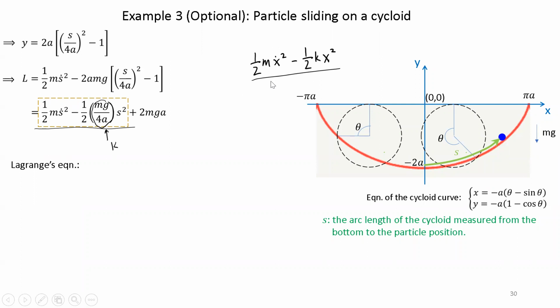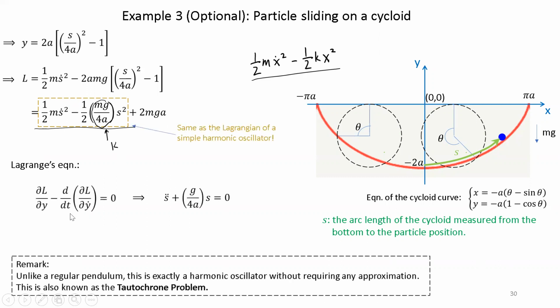So the significance here is that we did not make any small angle approximation, did not make any small displacement approximation. But this Lagrangian looks exactly like the Lagrangian of a simple harmonic oscillator. At this point, you can just go ahead and use the Lagrange equation, and then this is what you get. This is, of course, for s, not for y.